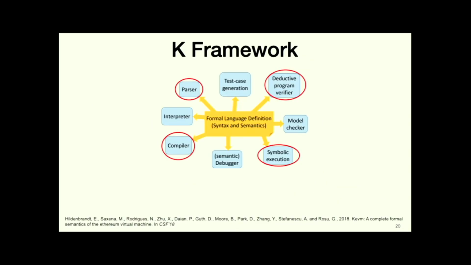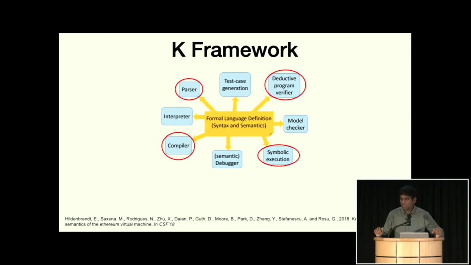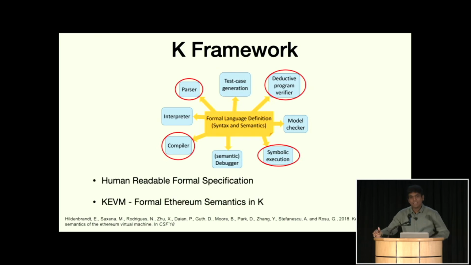In order to do this formal verification, we leverage existing tools. As I said before, we use the K framework, which basically gives you all these tools that are highlighted here for free if you provide a language definition for it. So we provide the language definition that's in the yellow box, and then we get parsers, compilers, and verifiers for the programs that are written in those languages for free. Some more nice things about this framework are that it has human-readable specifications of these languages, and also the Ethereum virtual machine specification has been specified formally in the language of the framework, which is the K language.